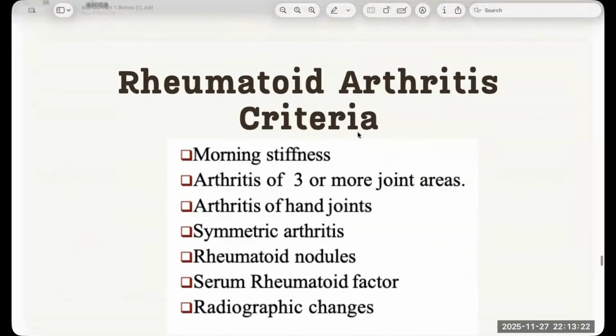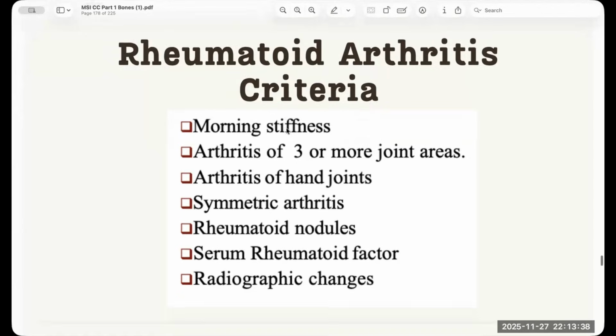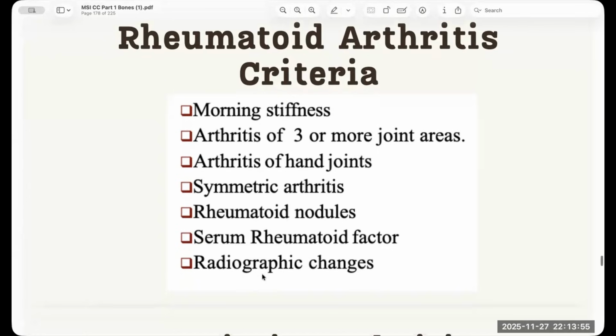Okay? Rheumatoid arthritis criteria. This is a criteria used by doctors in clinics to assess patients so that they can grade them when it comes to rheumatoid arthritis. So the first criterion is morning stiffness. We mentioned this before. Then arthritis of 3 or more joint areas, symmetric arthritis, rheumatoid nodules, and serum rheumatoid factors, along with radiographic changes.